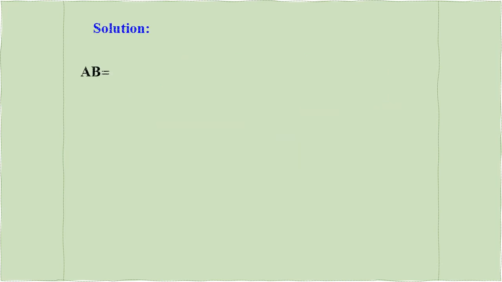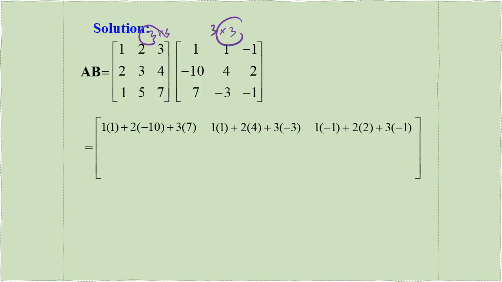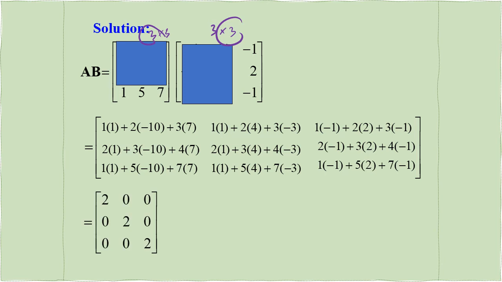Okay, so what is A multiplied by B? We have a 3 by 3 matrix. Everyone knows already how to find the multiplication. Because it's 3 by 3 times 3 by 3, we will get a 3 by 3 result. So do the multiplication for each element inside the matrices. We will get the final answer, which is equal to 200, 020, 002. What does this mean? This is AB. We have done the first question.